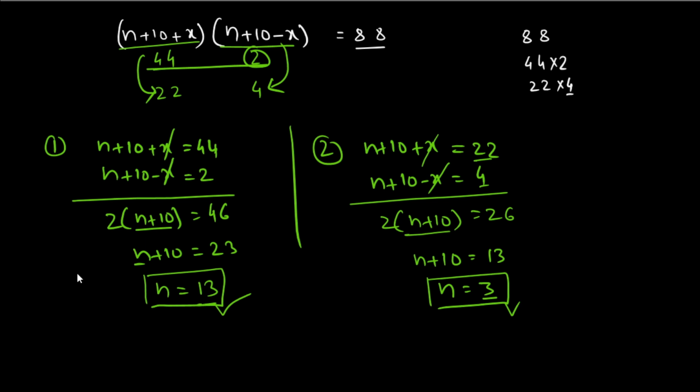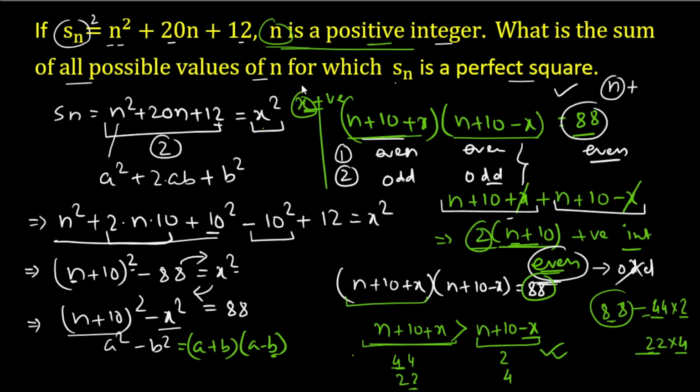In the question they have mentioned to find all possible values of n and the sum of these n. So we have 13 and 3. The sum of this is 16. So the sum of the n's is 16. This is our answer to the question.